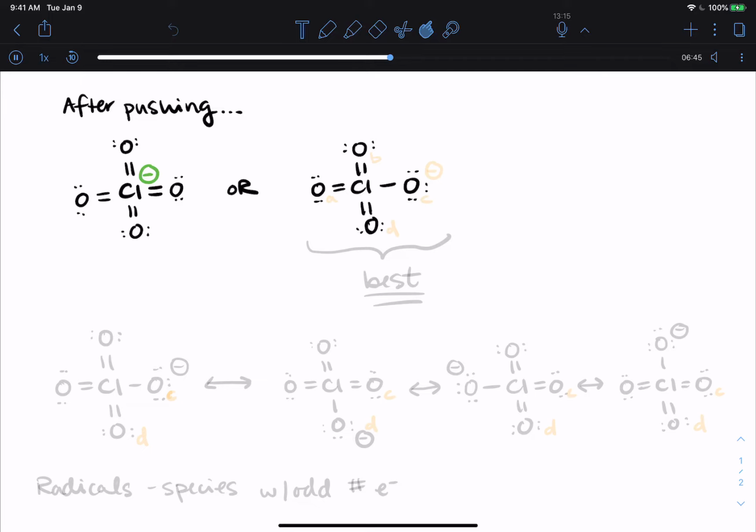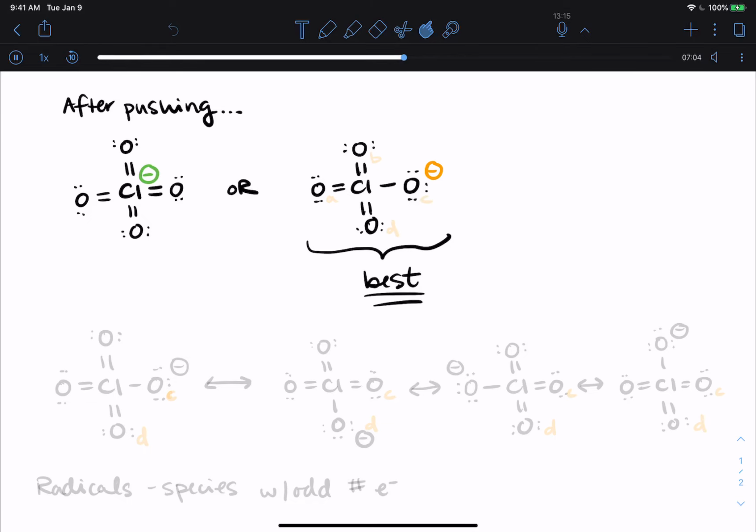Three oxygens have 0 formal charge, chlorine has 0, and this oxygen has a negative formal charge. So based on our formal charge rules, we want the negative formal charge on the more electronegative atom. So this is the best one.